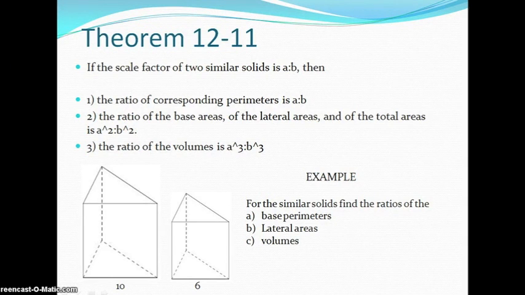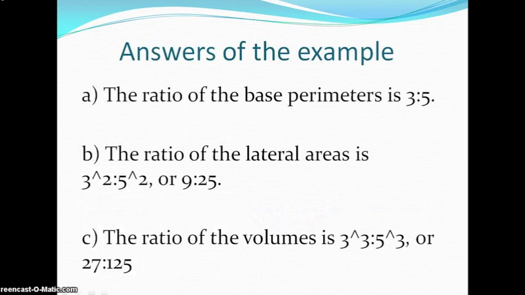Now let's do an example. For both similar solids, find the ratios of A, the base perimeters, B, the lateral areas, and C, the volumes. Here are the answers. A, the ratio of the base perimeters is 3 to 5. B, the ratio of the lateral areas is 3 squared to 5 squared, or 9 to 25. C, the ratio of the volumes is 3 cubed to 5 cubed, or 27 to 125.